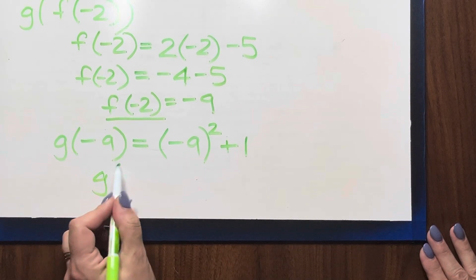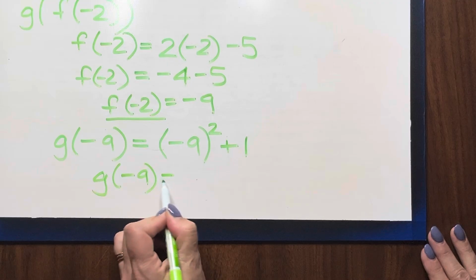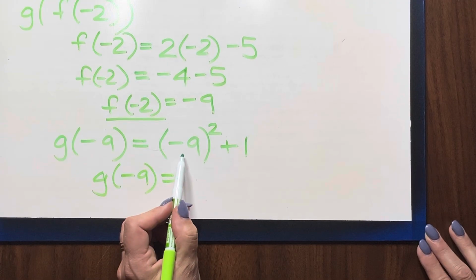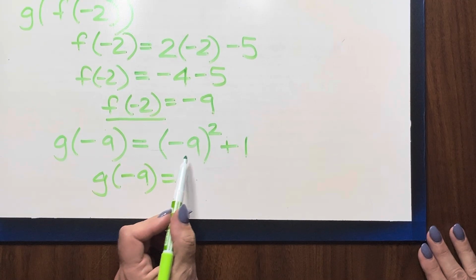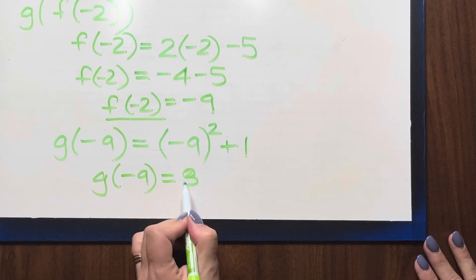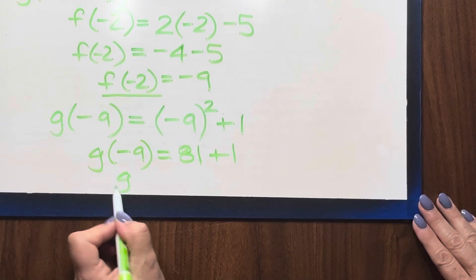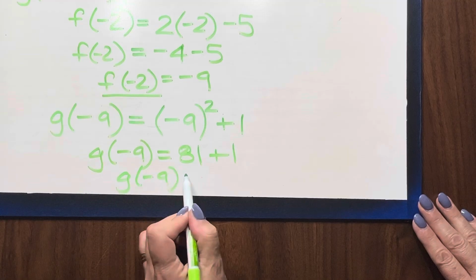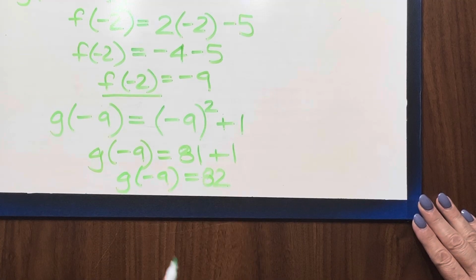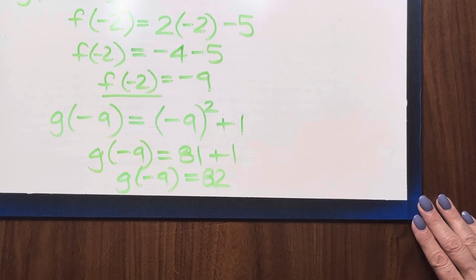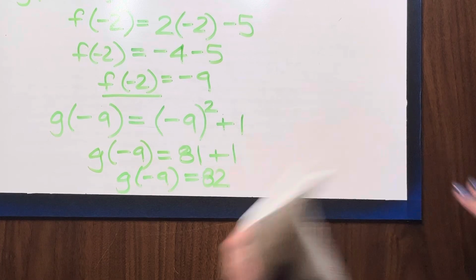So now I have g of negative 9. When I square negative 9, which means negative 9 times negative 9, I get 81 plus 1. So that means g of negative 9 is equal to 82. Okay, one more and let's see what happens with this.